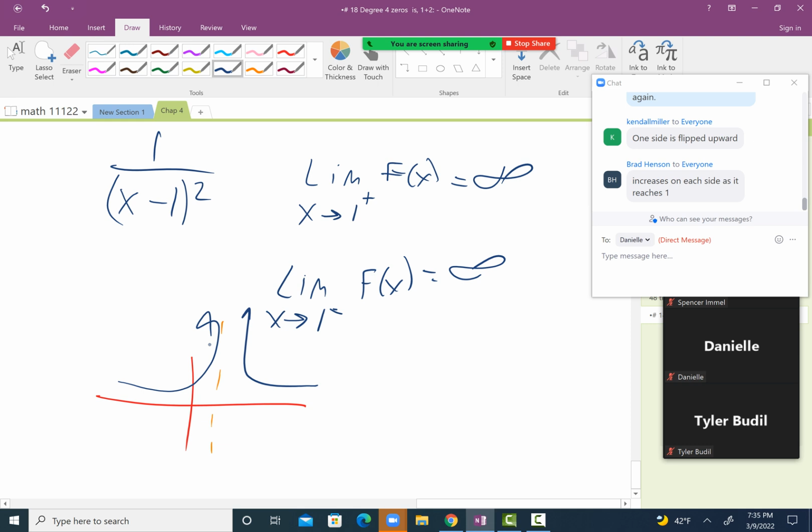Nice job, and I like the one side flipped upward. So that's what's happening there. Whereas the other one, one was going up, one was going down. This one's not the case.